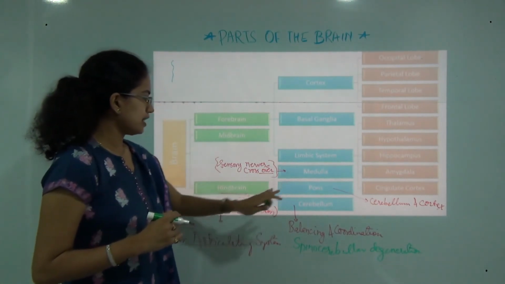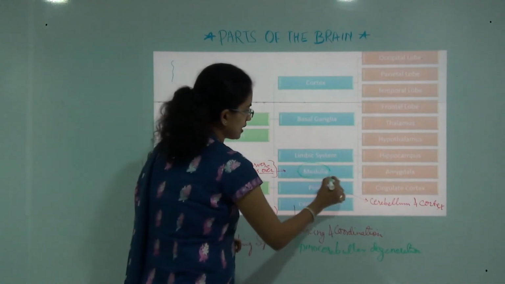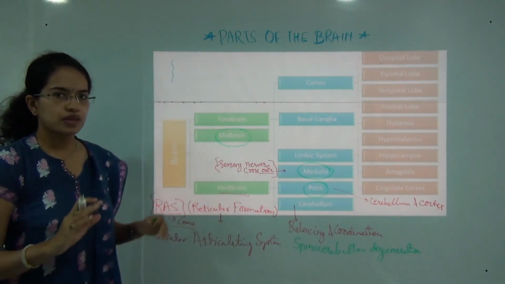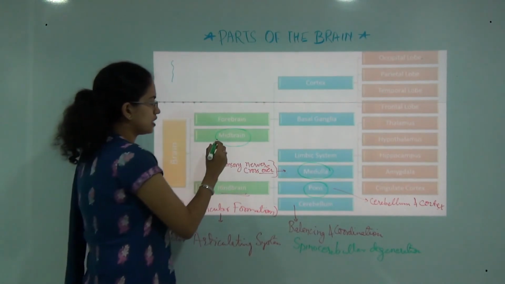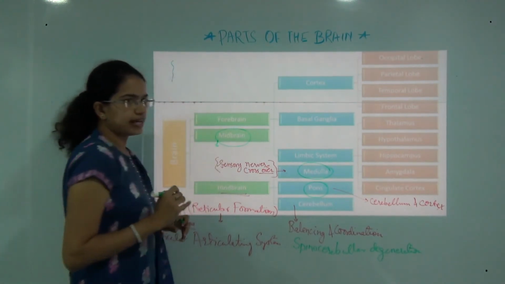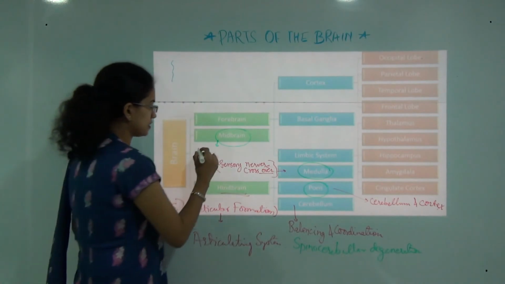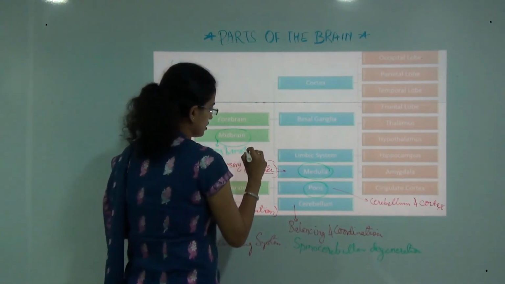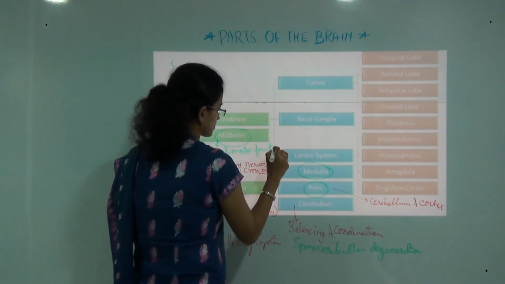Okay, then as we said, together medulla, pons and midbrain form the brainstem. Okay, then we have midbrain. Midbrain basically does two major functions, that is sensory and motor functions.